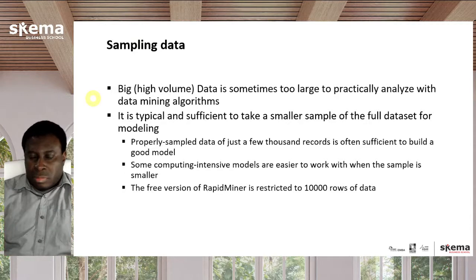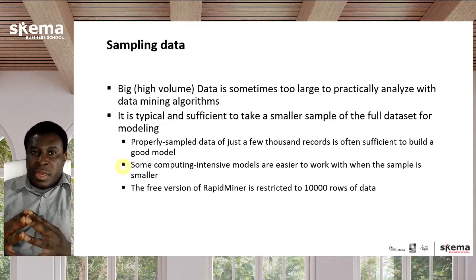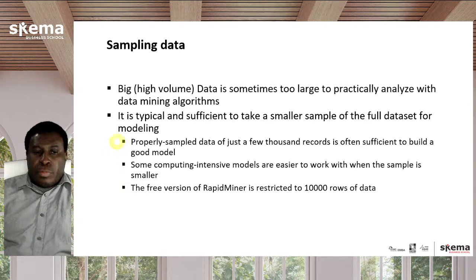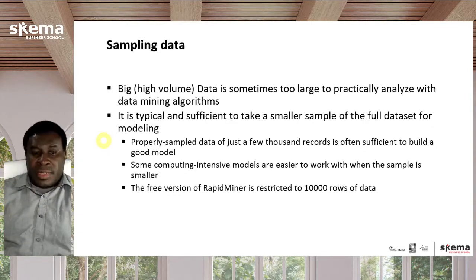So that's 10 million versus 10,000, that's just 0.1%. And you can do this because of statistical properties, the fact that properly sampled data, if you do it properly, when you have just a few thousand records, then it is sufficient to build a good model that can reflect the full larger data set.